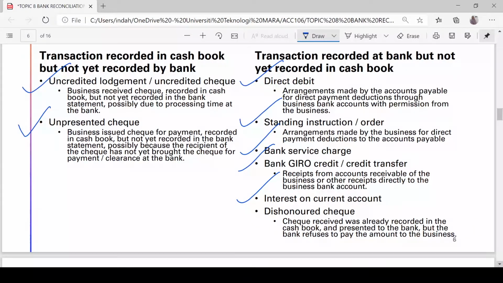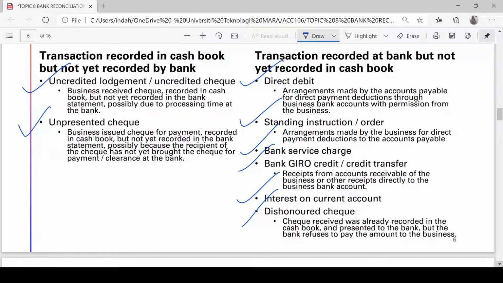So why was this check dishonored? Maybe because the customer's account does not have enough money to be deducted for this check. So that's why this check was dishonored. These are common transactions recorded at the bank but not yet recorded in the cash book, because we did not know when these transactions would happen at the bank. Only when we receive the bank statement do we know what other transactions happened to our bank account at the bank.